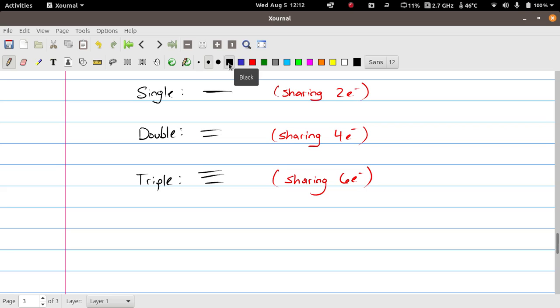Now, the second rule, make sure to count all valence electrons and ensure you have octets. Super, super important.